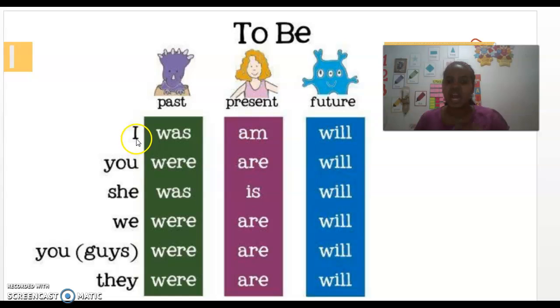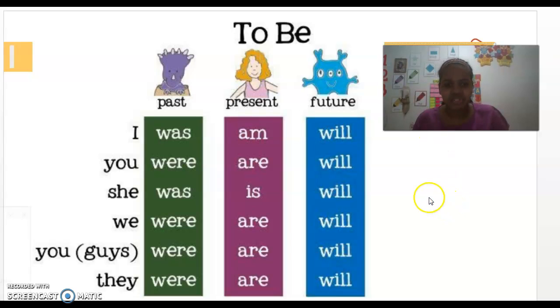Here we have I was in the past. I was doing my homework. I am doing my homework in the present now. I will do my homework. The future is something that hasn't happened. And here you have the correct form of the verb to be. Copy this in your notebook. Okay, you're going to copy all this in your notebook.